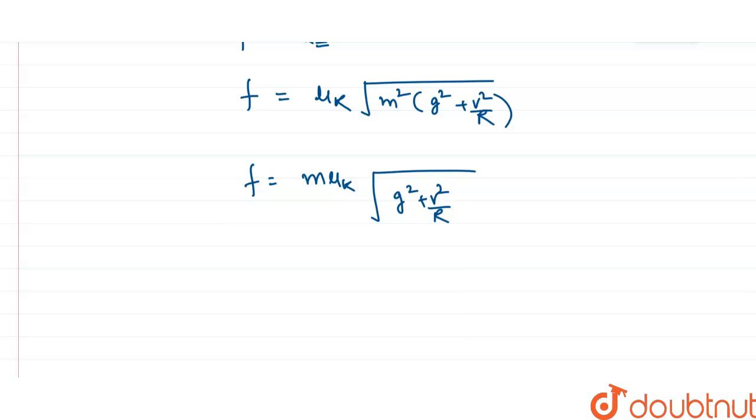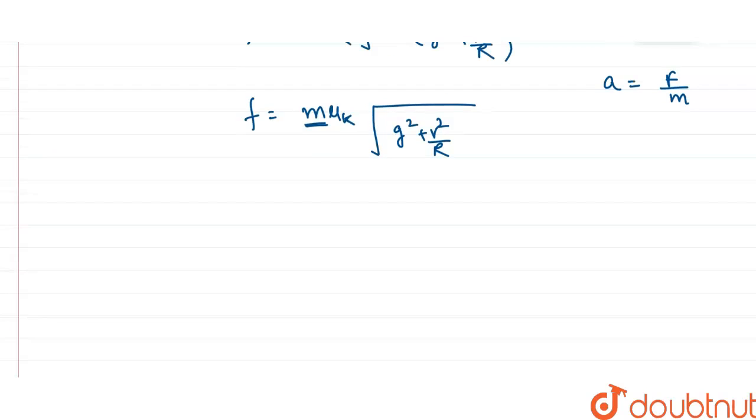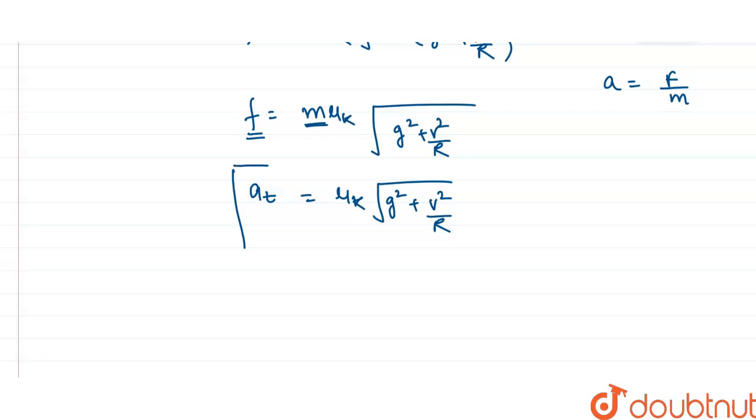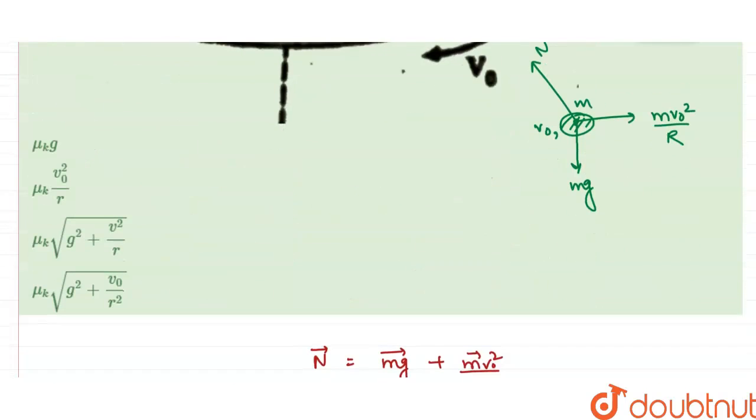Now we know that acceleration is given by force upon mass. If I take this m to this side, f upon m will be the acceleration, and this is the tangential acceleration because this is the frictional force. So a t is mu k times the root of g square plus (v square upon r) square. This is the value of the tangential acceleration. So let's check the options.